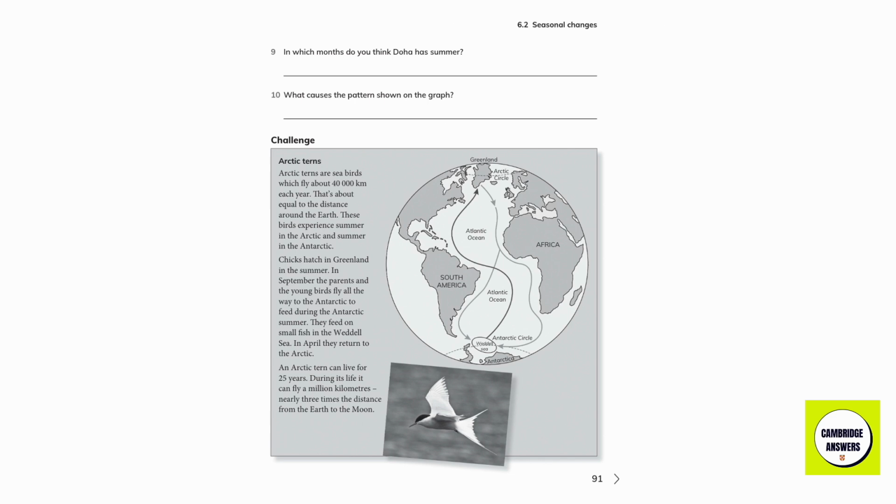Question number 9. In which months do you think Doha has summer? June, July, and August. What causes the pattern shown on the graph? The Earth orbiting the Sun once a year and the tilt of the Earth's axis.